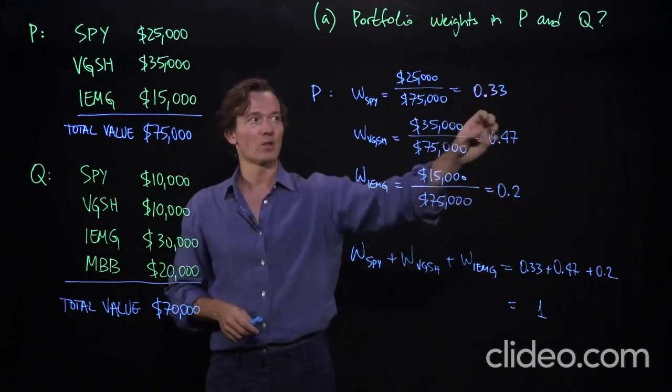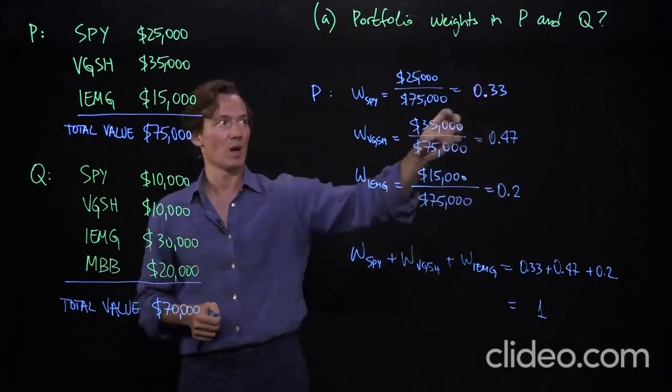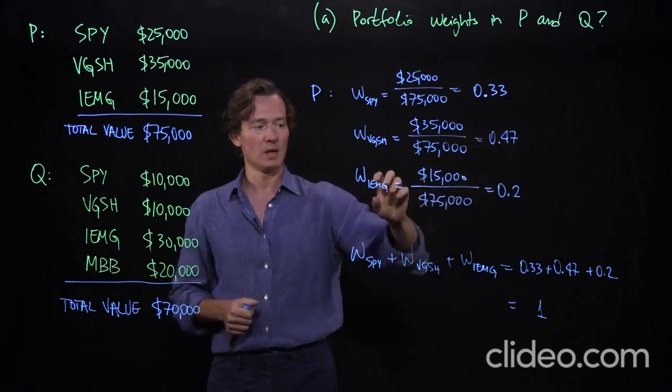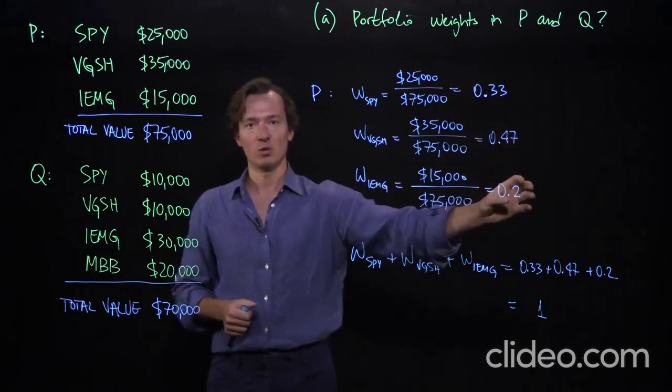Now, these are the weights. So this is the answer to this question. The weight of SPY is 0.33. The weight of the short-term ETF in this portfolio is 0.47. And the weight of IEMG is 0.2.